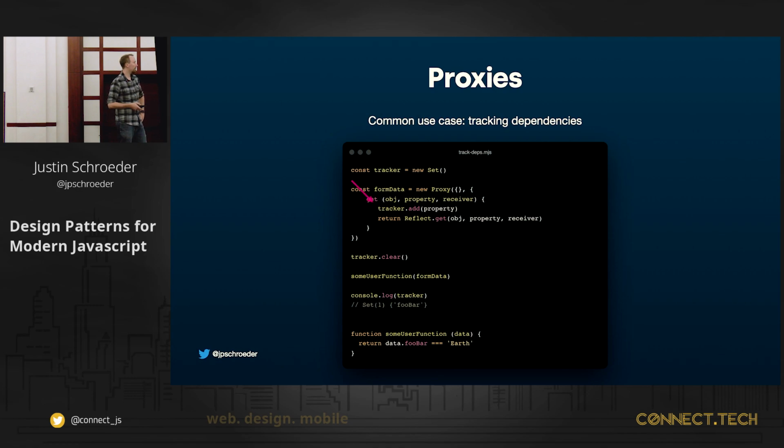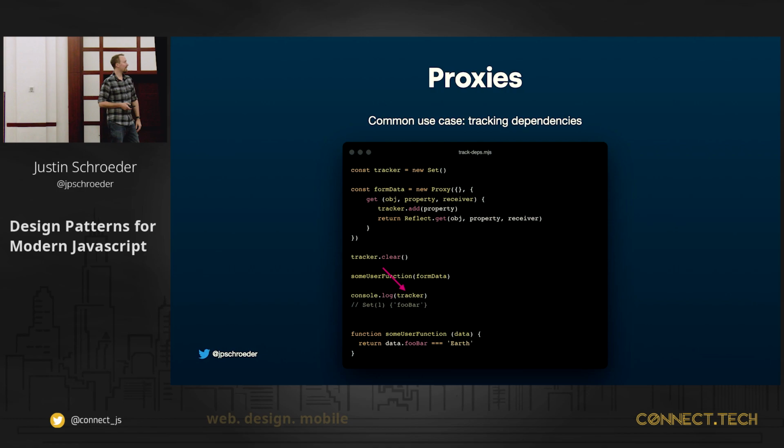So I've got a set right here. Tracker, if you take a look, is a set. A set is just like an array, basically, with other cool things. It can do cool things like clear itself out, so you can't really do that very easily with an array, but a set can. What we're going to do here is clear the set out, and then we're going to call some user's function. Okay, let's take a look at the one that I came up with here. All it does is say, does data.foobar equal earth? All right, that's the user function.